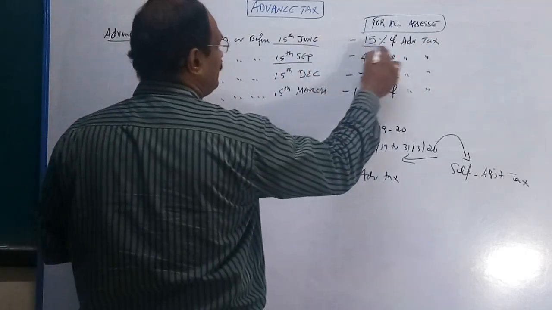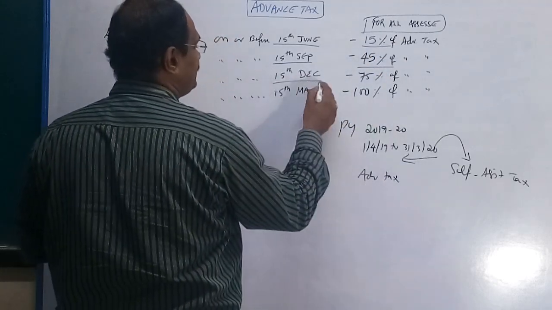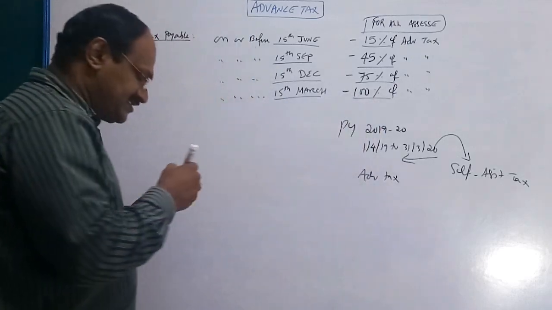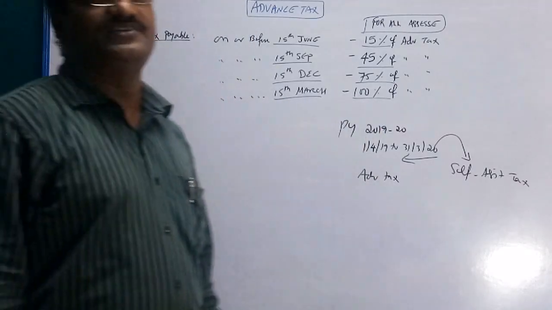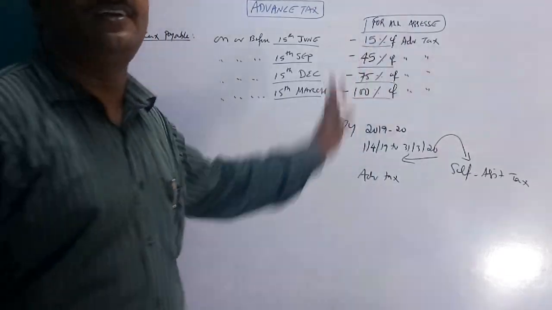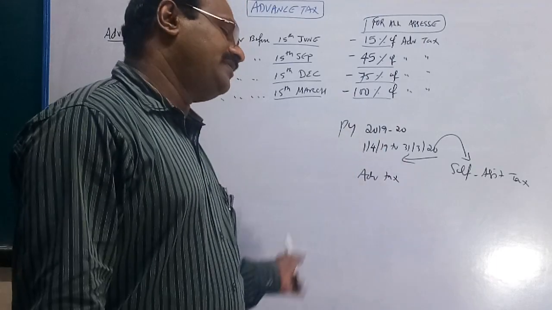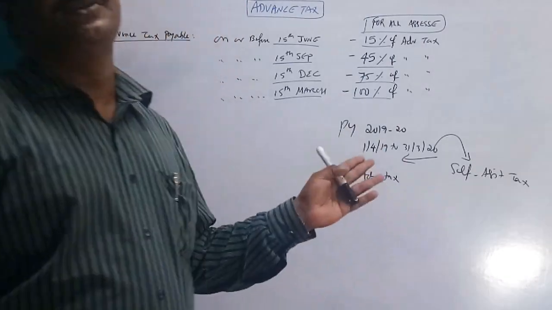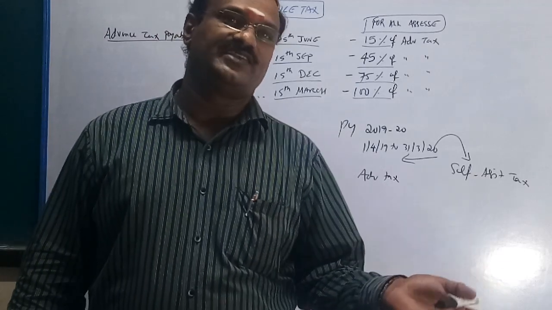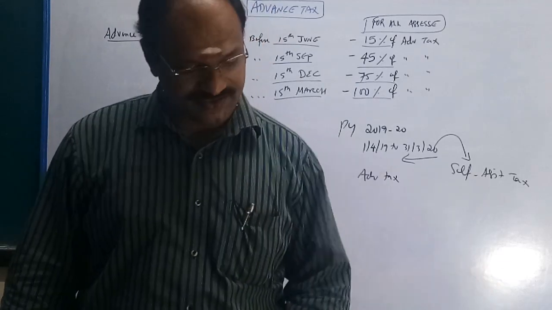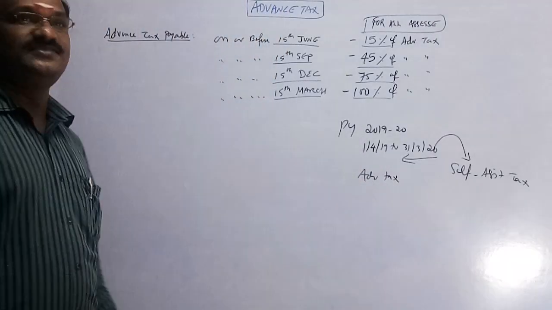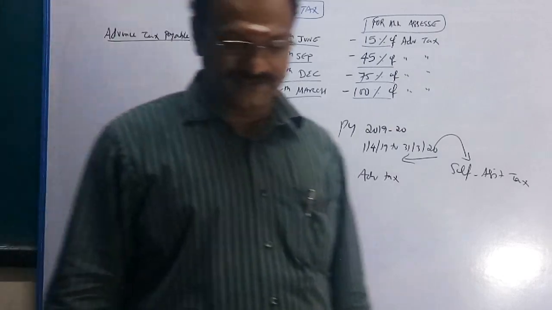15th September, 45% of advance tax. 15th December, 75% of advance tax, and 15th March, 100% of advance tax. So you have to pay 100% of your tax on or before 15th March. Okay, these are the installments. So remember: 15th June 15%, 15th September 45%, 15th December 75%, and 15th March 100%. Okay. Any doubt? Based on this, we are going to take up problems.